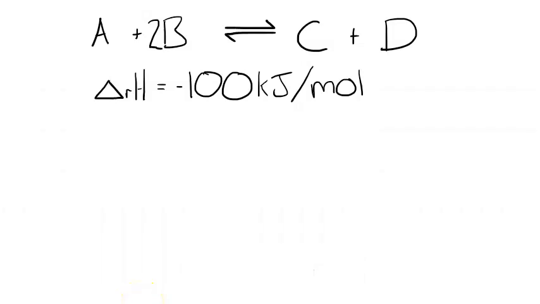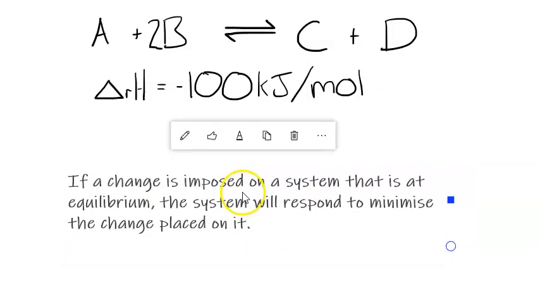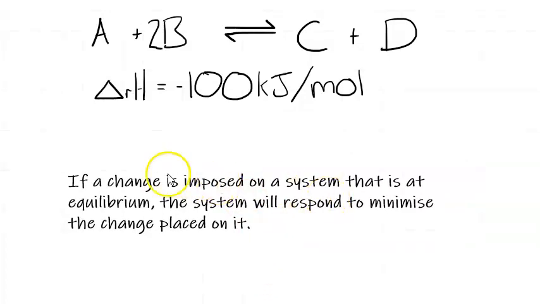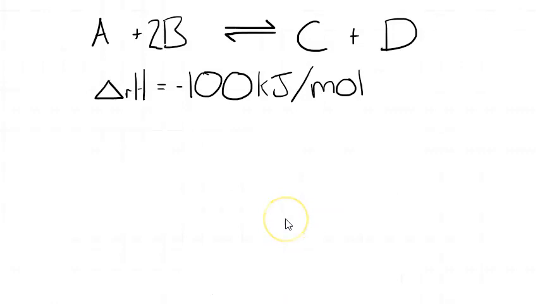So what does Le Chatelier's principle say? If a change is imposed on a system, and we'll look at what these changes can be, and the system is at equilibrium, then the system will respond to minimize the change placed on it. We don't need to be able to quote Le Chatelier's principle exactly, this isn't the exact proper quote, but we do need to be able to apply the ideas behind it and reference it. In the next videos I'll show you how we would write exam answers as well. But in this video we're just introducing the factors that can be imposed on a system to force it to change.